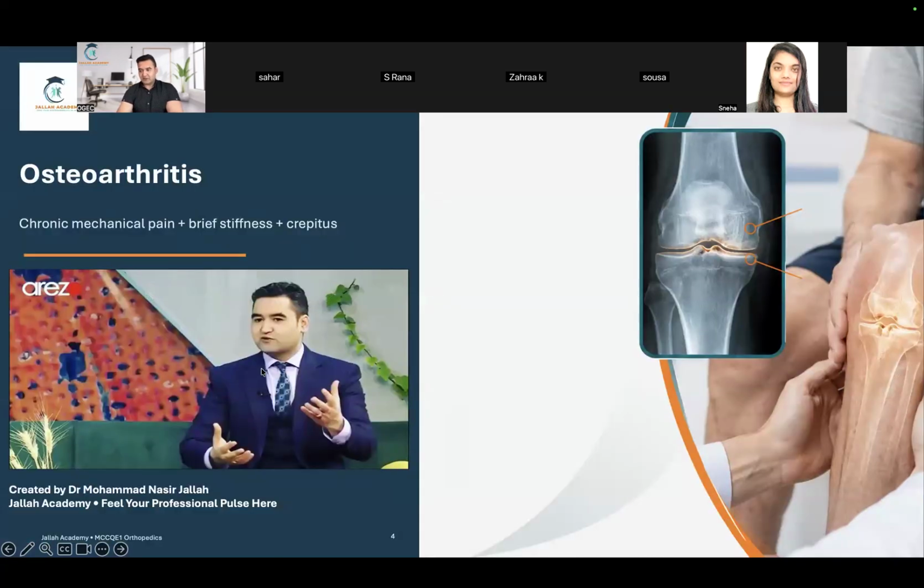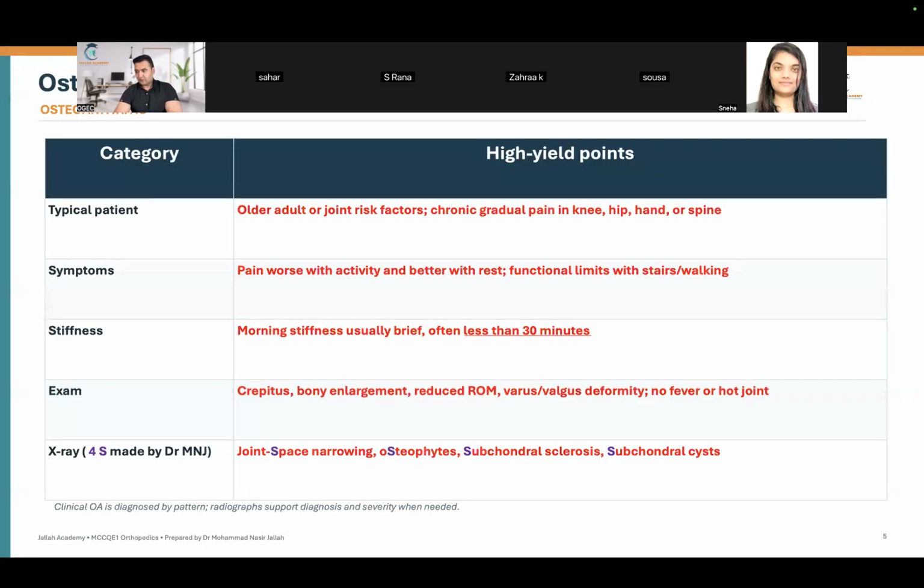So let's start with osteoarthritis. Typical patient. Usually for osteoarthritis, if they want to test it, they give you an older patient. Usually it will be a female. I'm not saying it does not happen in males, but it's more common in females. Usually the patient will be obese. Again, it could happen to anyone, but usually it will be obese. And also the typical patient will have a joint risk factor, chronic gradual pain in the knee, hip, hands, or spine.